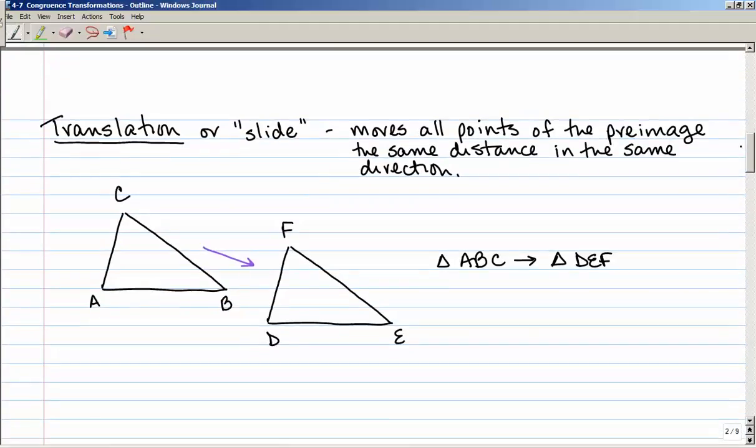Another type of transformation is called a translation or a slide. This moves all the points of the pre-image the same distance and in the same direction. In other words, triangle ABC here is just slid down and to the right to the new position of triangle DEF. Triangle ABC is mapped onto triangle DEF by a translation.